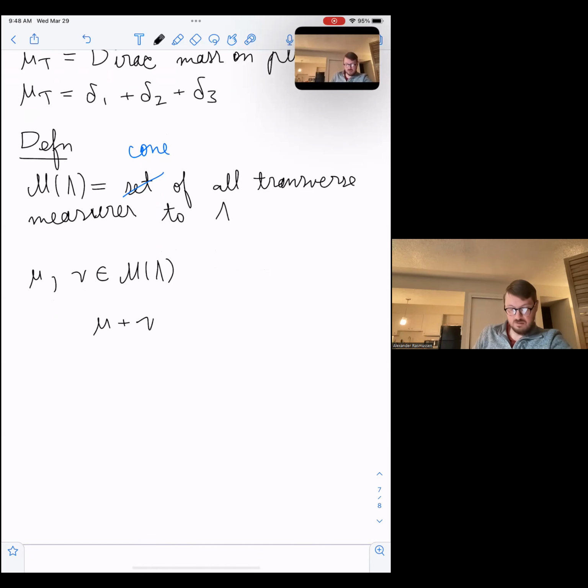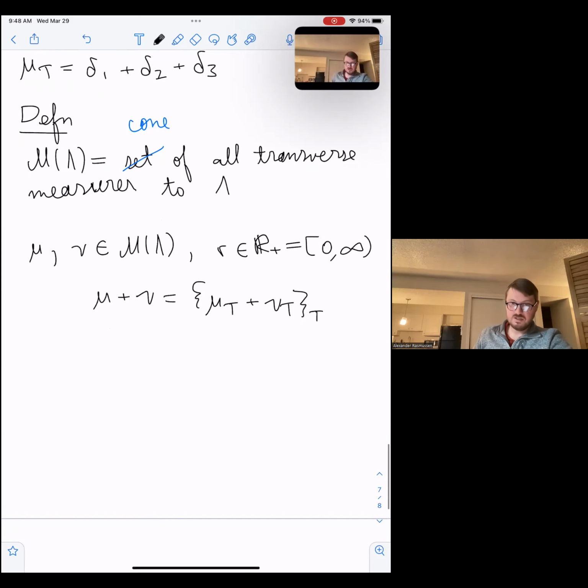And how do we do that? Well, it's not too hard. We just add them transversal by transversal. Okay, so for any given transversal tau, we just add mu tau and nu tau. That gives us another transverse measure. And we can scale in exactly the same way by non-negative scalars. So the scalar multiple is just obtained analogously.